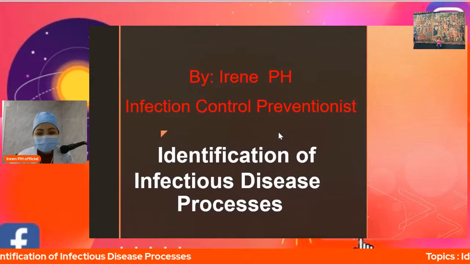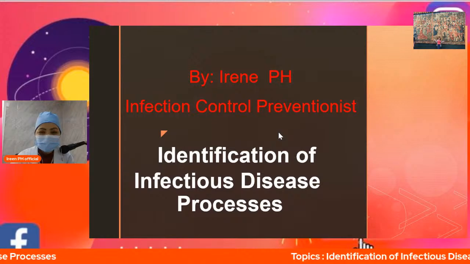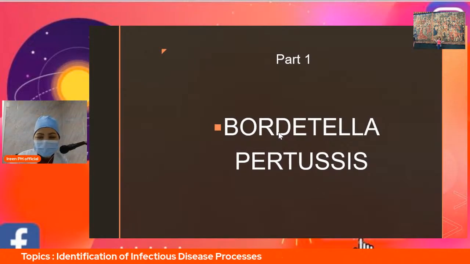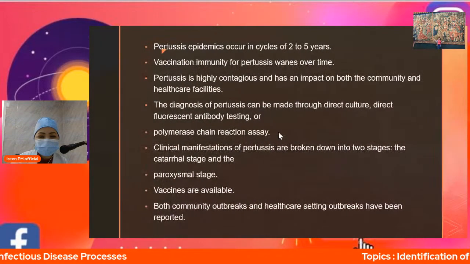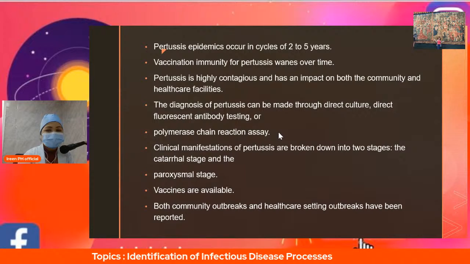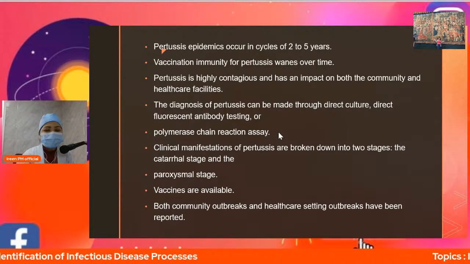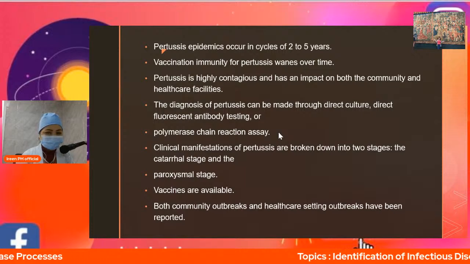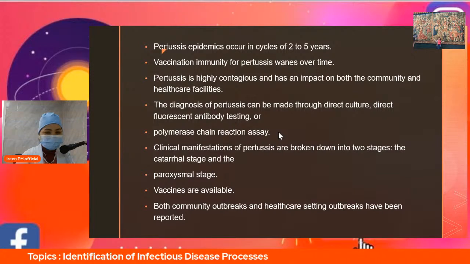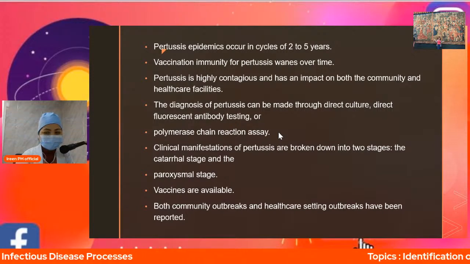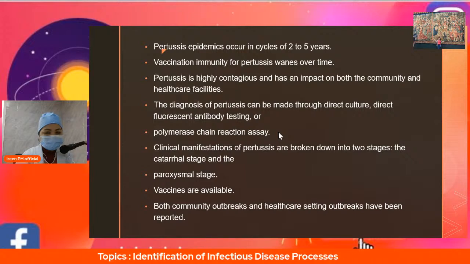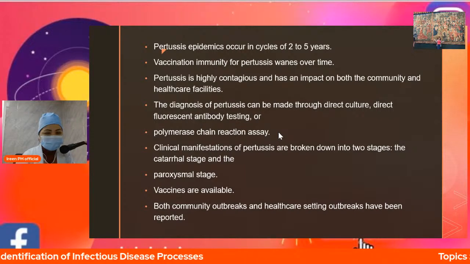Okay, let's start with the discussion. Now, Bordetella pertussis. What is this? Pertussis epidemics occur in children 2 to 5 years. Vaccination immunity for pertussis wanes over time. Pertussis is highly contagious and has an impact on both the community and healthcare facilities. The diagnosis of pertussis can be made through direct culture, direct fluorescent antibody testing, or PCR, polymerase chain reaction assay.